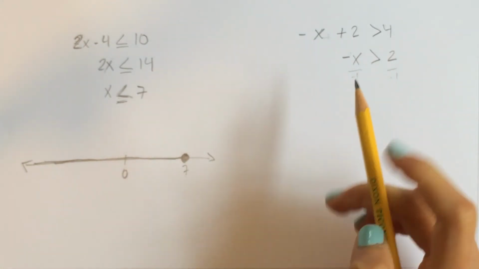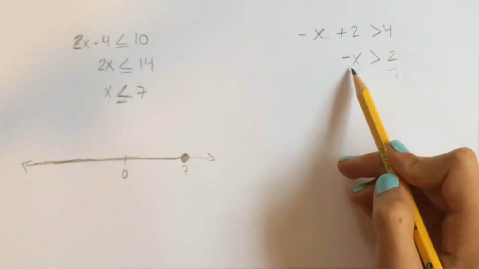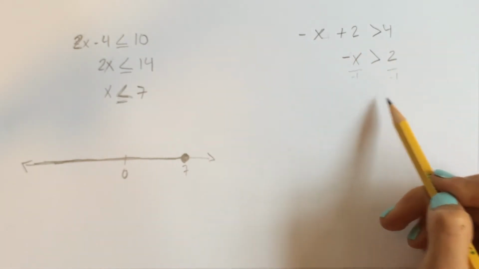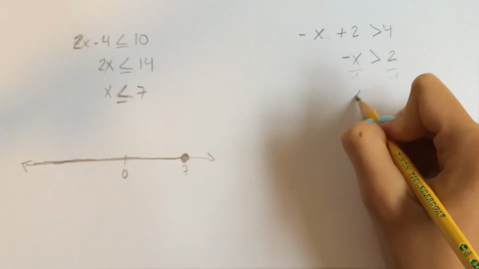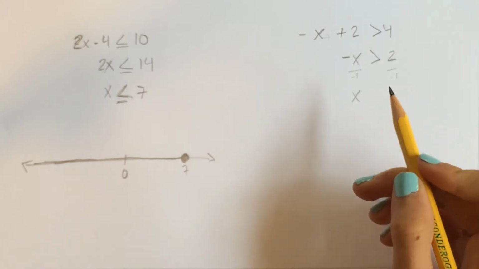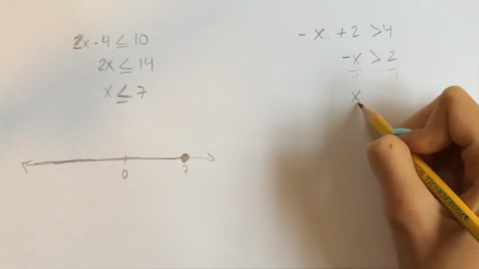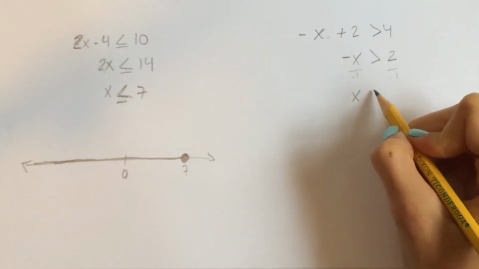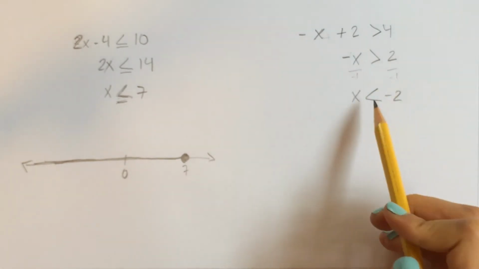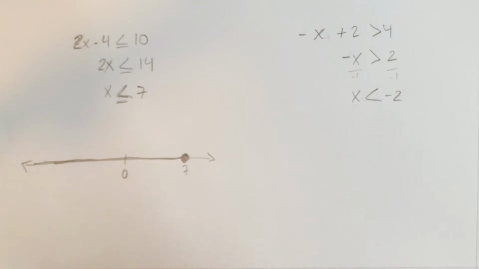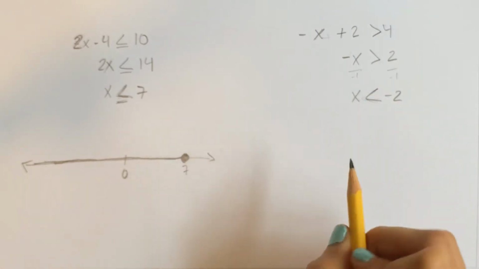This is where an inequality is different than an equation. In an equation, we would just say x is greater than negative 2. In an inequality, anytime you divide by a negative coefficient, you have to reverse the direction of the inequality sign. So it would be x, this is positive x now, is smaller than negative 2. That's a very important thing to remember about inequalities. That is their key difference, the key difference between an inequality and an equation.